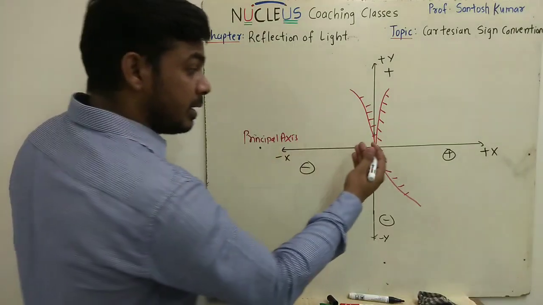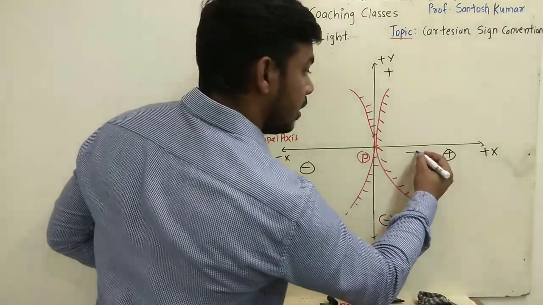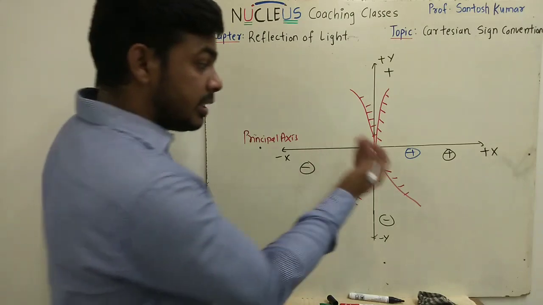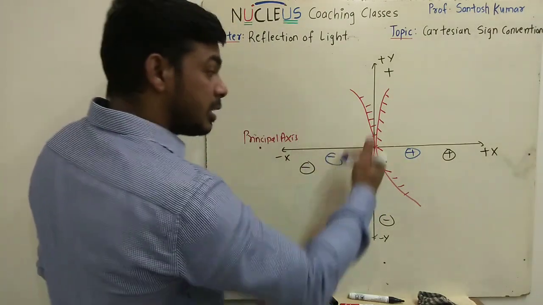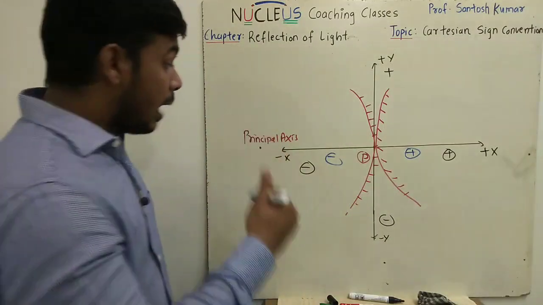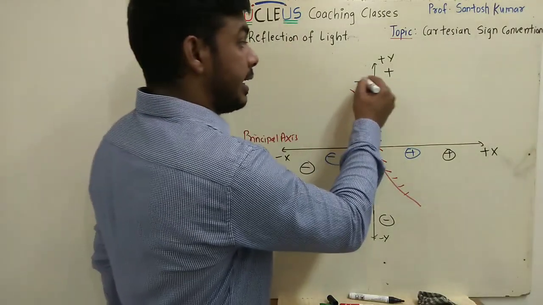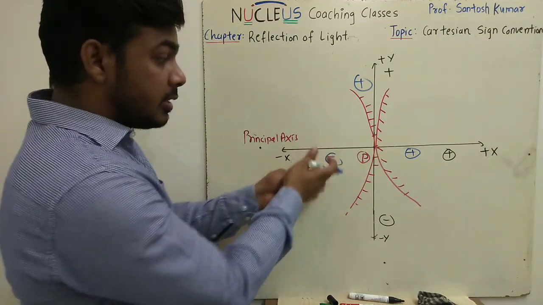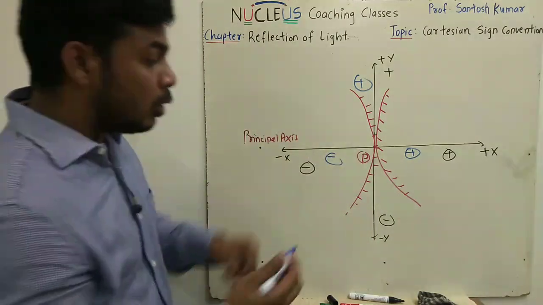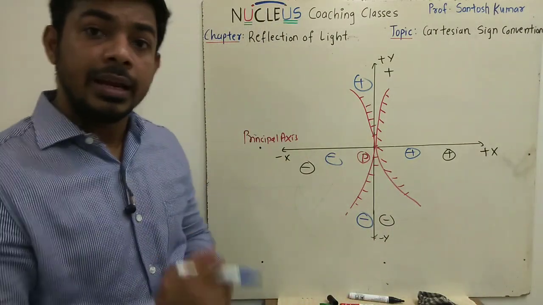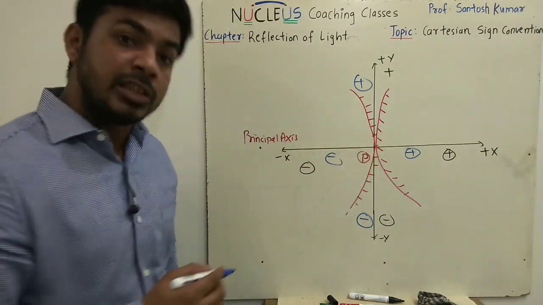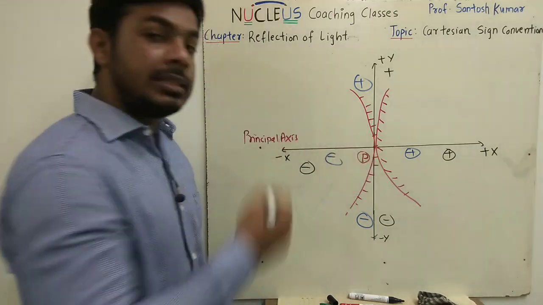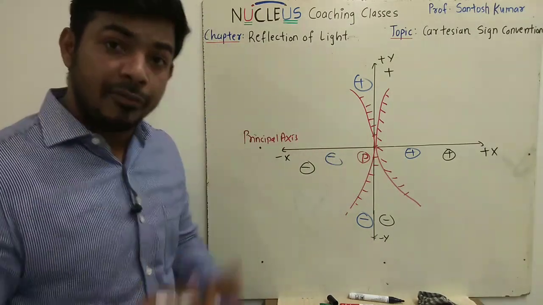The distance measured to the right hand side of pole is positive. The distance measured to the left hand side of pole is negative. The distance measured above the pole or above the principal axis is taken to be positive. The distance measured below the pole or below the principal axis is taken to be negative. So we have to remember that every distance is measured with respect to pole because pole is acting as an origin or a reference point.